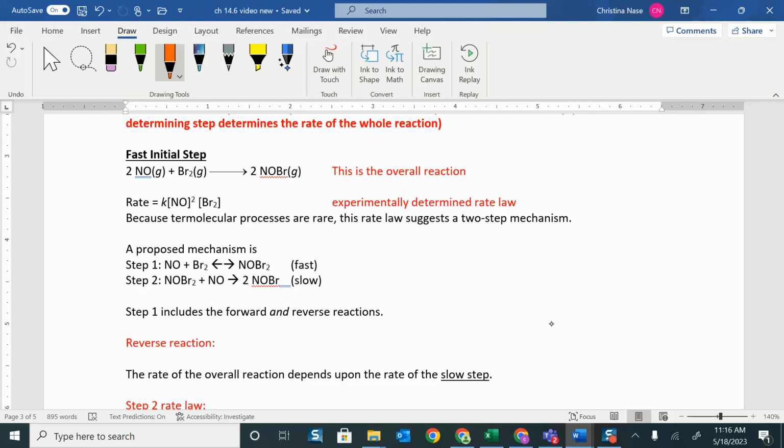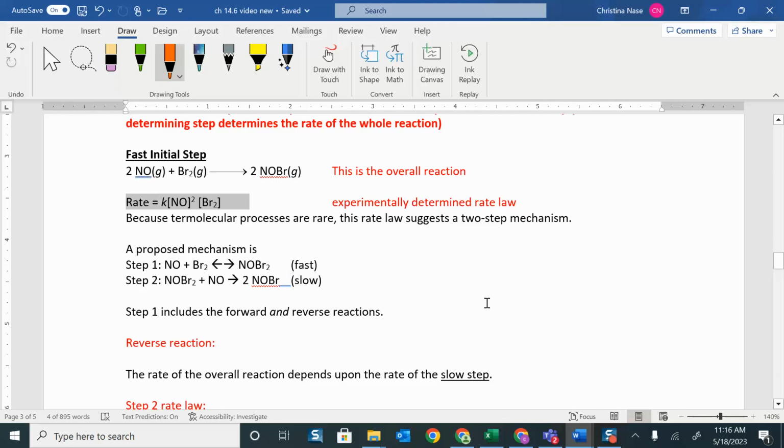And so they propose this mechanism. They say, suppose step 1 looks like this, and this one's fast, and then step 2 looks like that, and that's slow. Can we prove that this is the right rate law? Do we get this final experimental rate law from this proposed mechanism? That's what we want to do now.